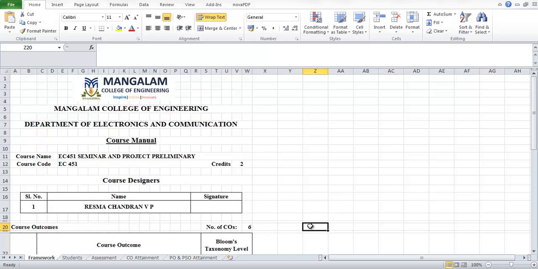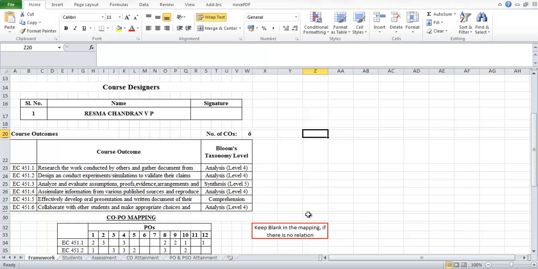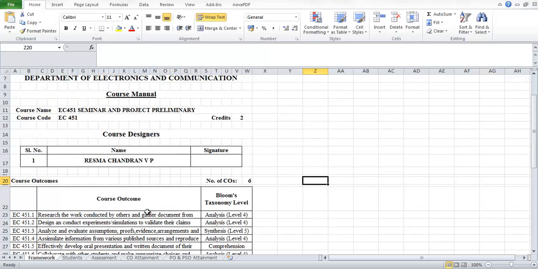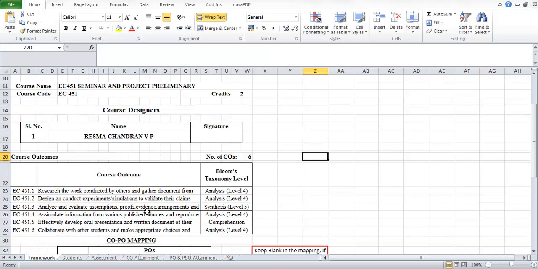It depends from department to department what they want to select. The 6 COs are common for all the project groups. It's written as a common statement, not having any adherence to any particular one topic. We have divided the COs in such a way that we are having seminar and project preliminary. So for seminar we have the first 5 COs, and for the project preliminary we have the last CO.